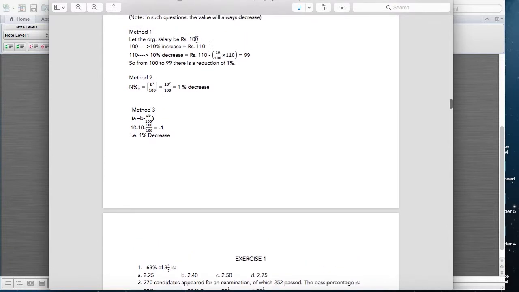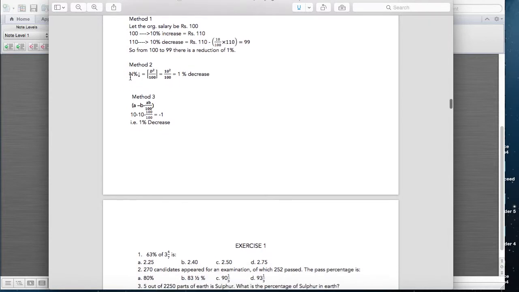Suppose the original salary was 100, we increased it by 10%, the salary became 110. Now, if we decrease 10% of 110, the new answer is 99. So the salary was 100 and the new salary is 99. So there is a reduction of 1%.